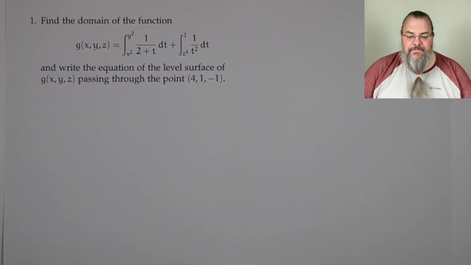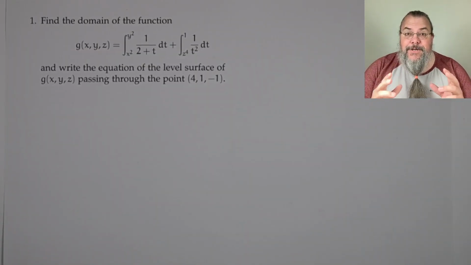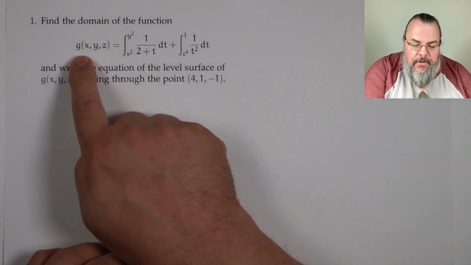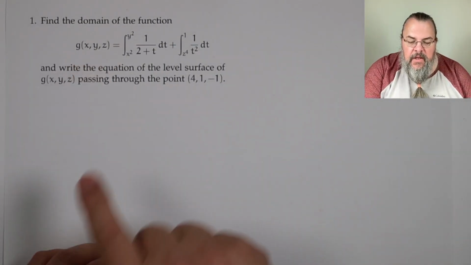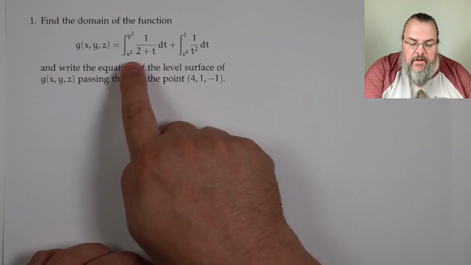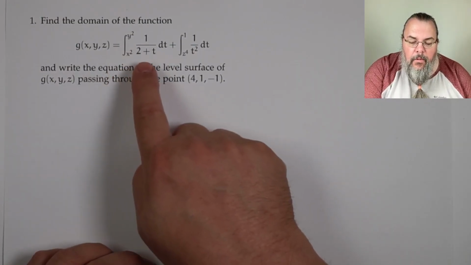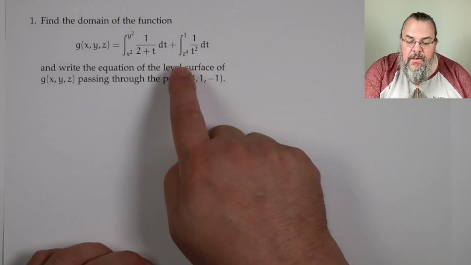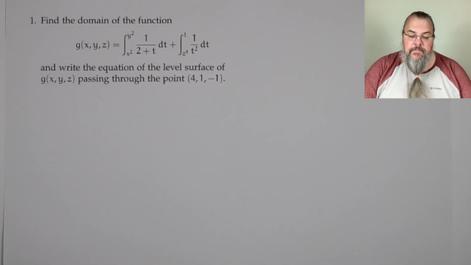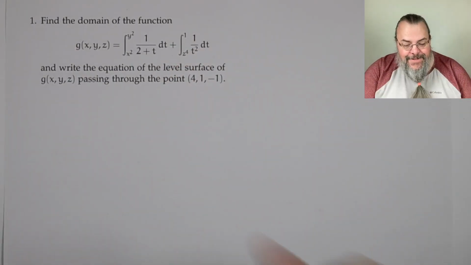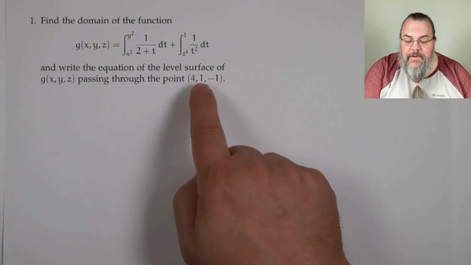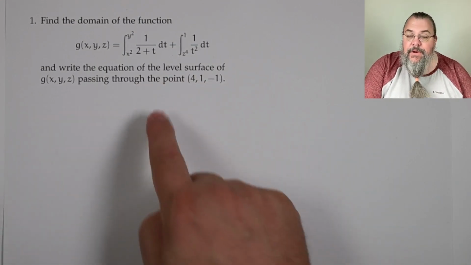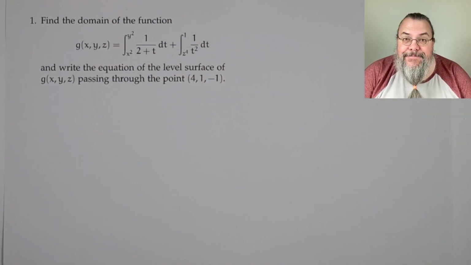Number 1, find the domain of the function. And this function is written in a very interesting way. So it's a function of 3 variables, x, y, z, and involves integrals. Integral x squared to y squared, 1 over 2 plus t dt, and integral z to the 4th to 1 over t squared dt. And we're going to write the equation of the level surface of g of x, y, z passing through the point 4, 1, minus 1.